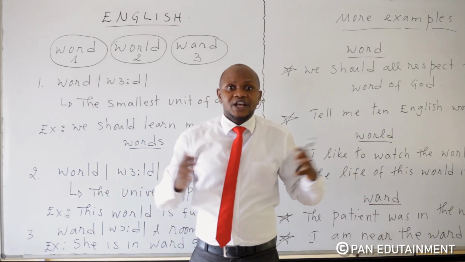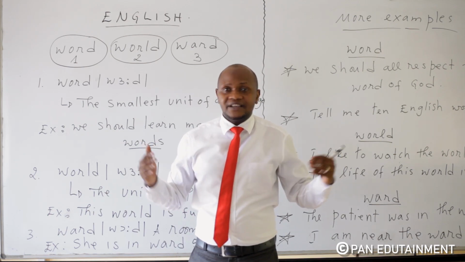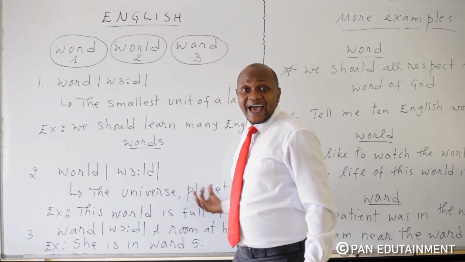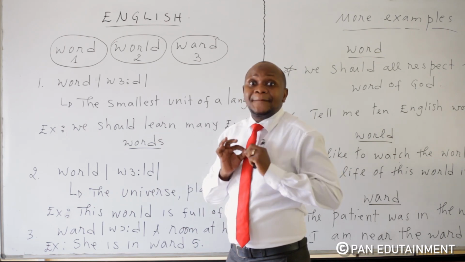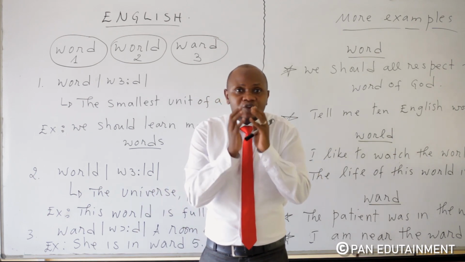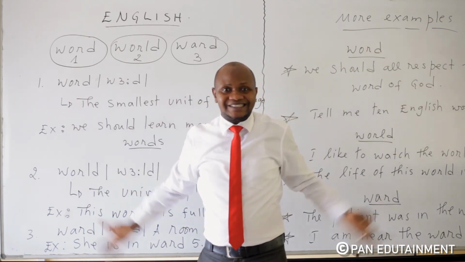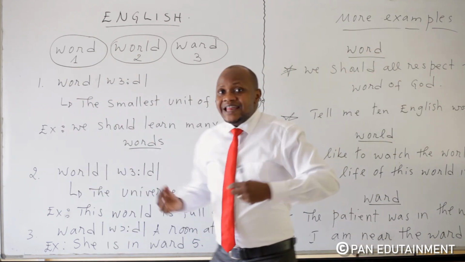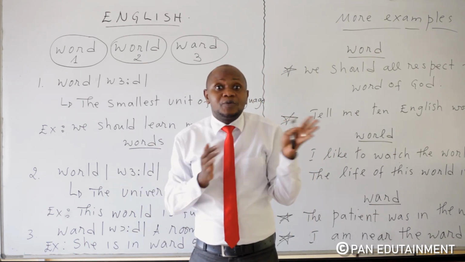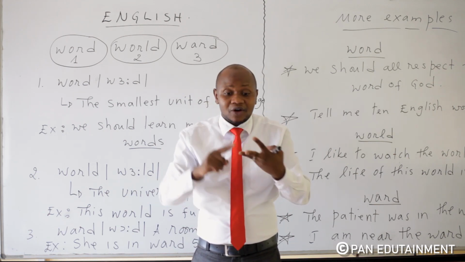World, this world. World, isi. For example, you can say universe or planet. Don't say planet the wrong way, say planet. This is a planet, okay? It is the third planet, I think. Then, when you say universe, okay? Universe. Isi, we can also call it earth. Isi rero ni universe, planet, or earth.